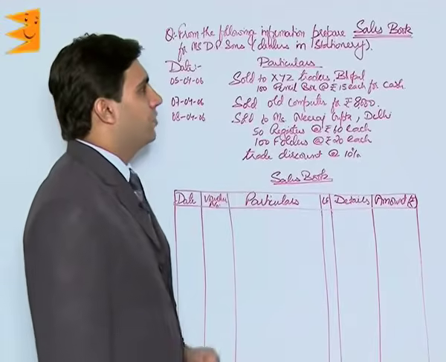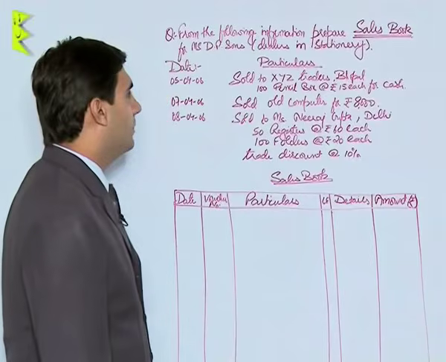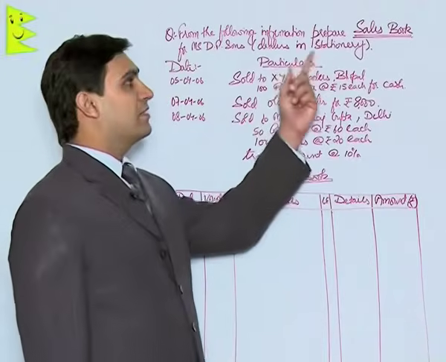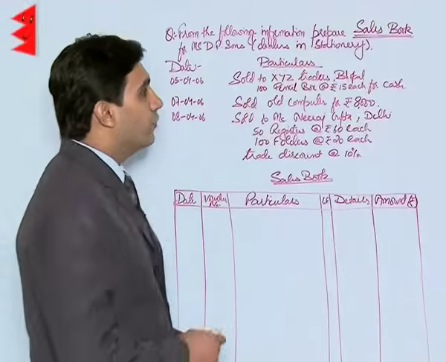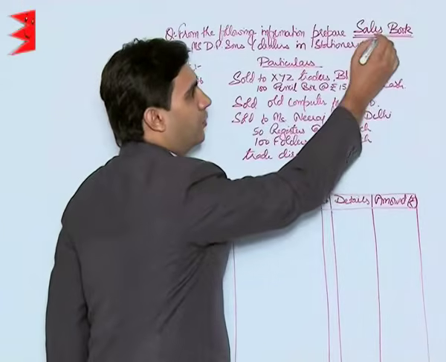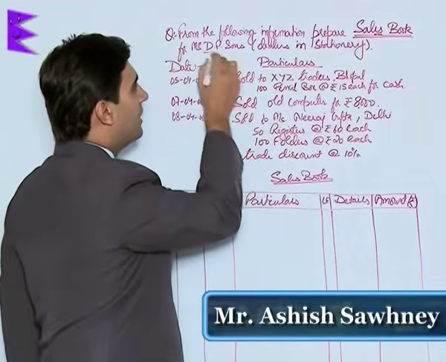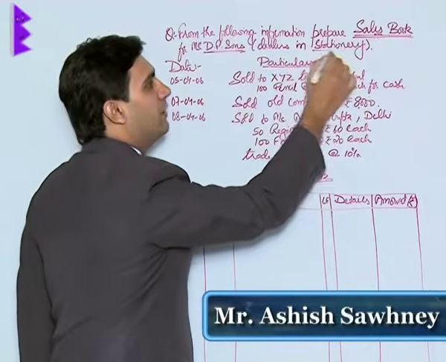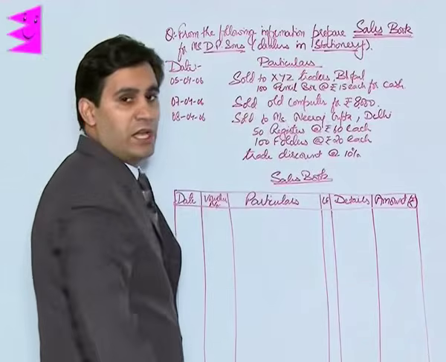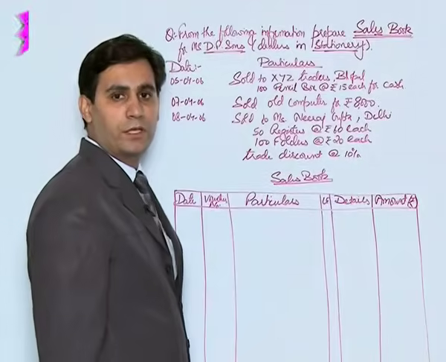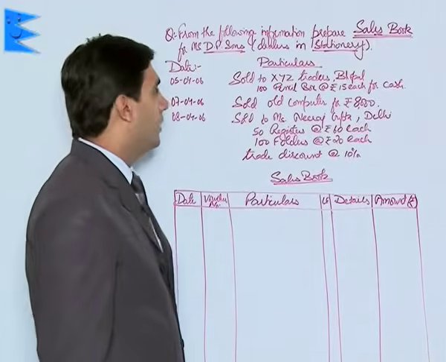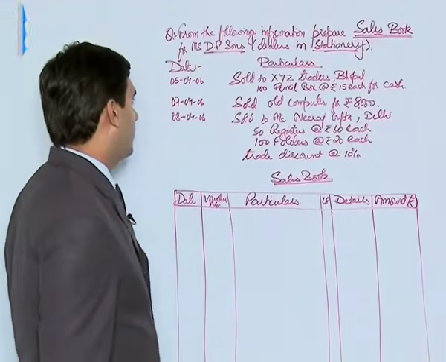From the following information, prepare sales book of Messrs. DP Sons, dealers in stationery. Now, here we are required to prepare sales book for Messrs. DP Sons who deal in stationery. So, stationery are considered to be goods for this particular kind of business. So, now let us have a look at the transactions.